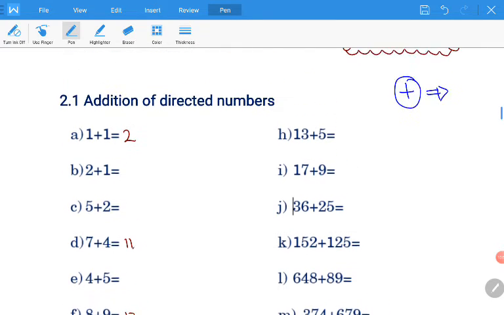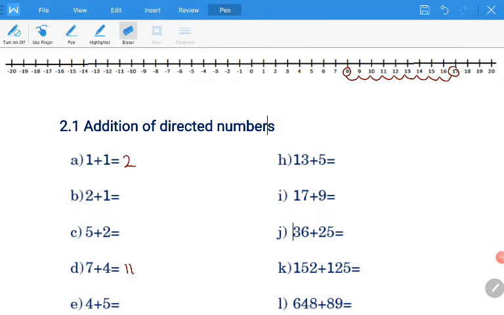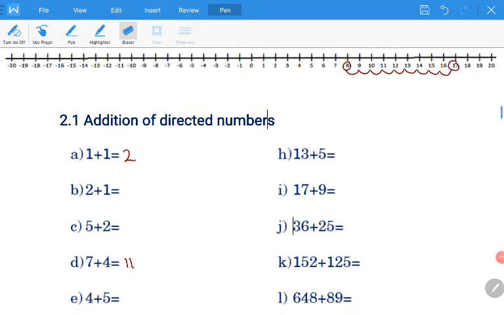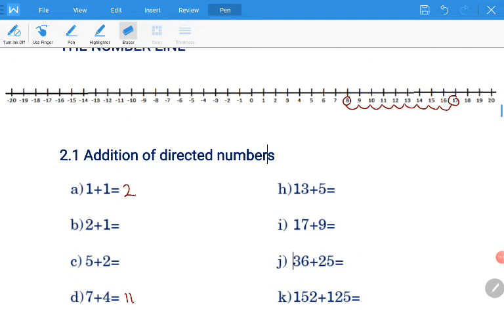Now this is pretty much easy when doing addition on horizontal expressions, or addition on numbers that have a sum which is less than 20. You will notice that if you are having, say, question I, 17 plus 9, using our number line, it will be a bit difficult for one to get the answer, because one will need a longer number line.